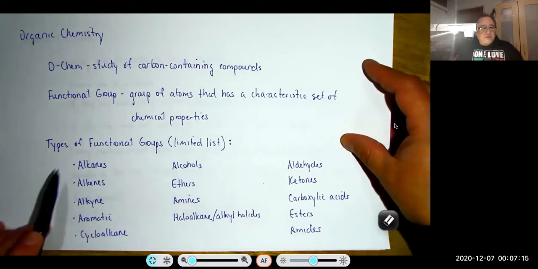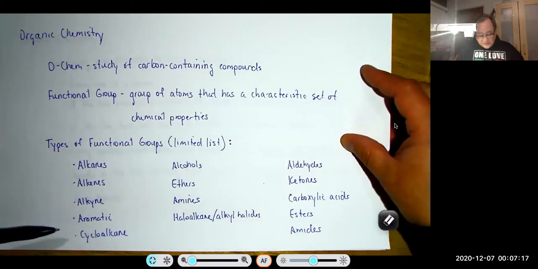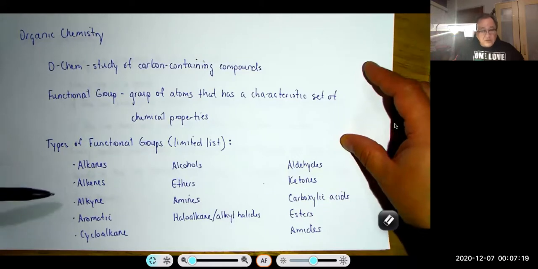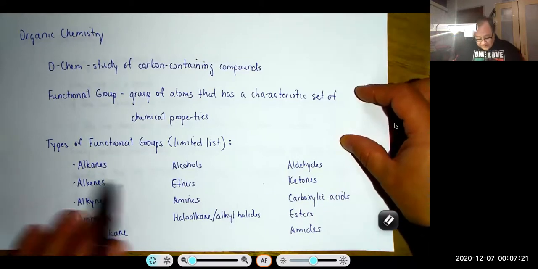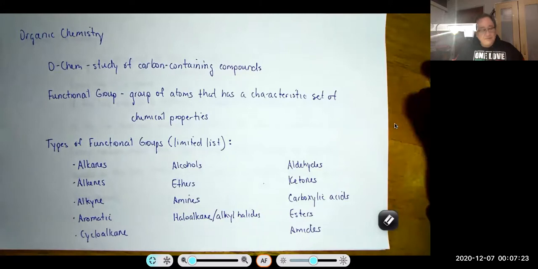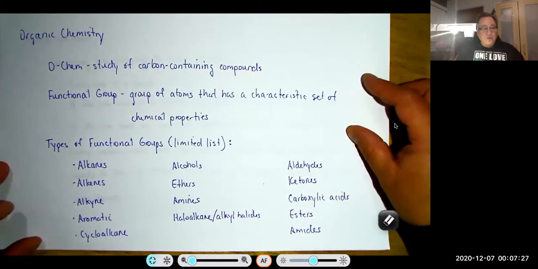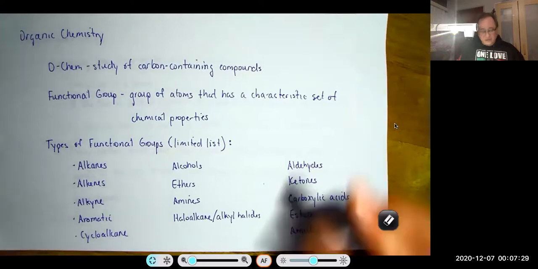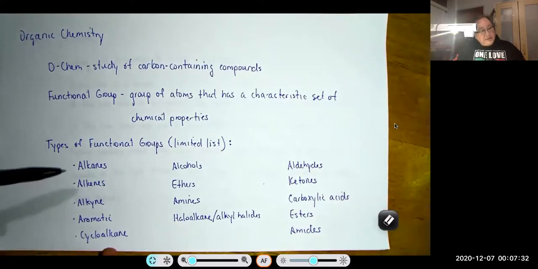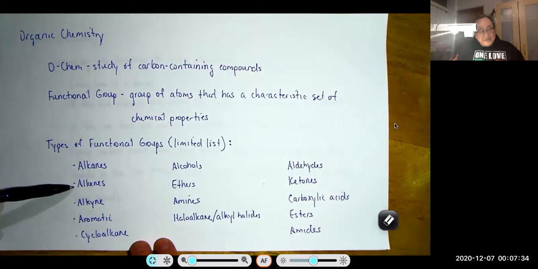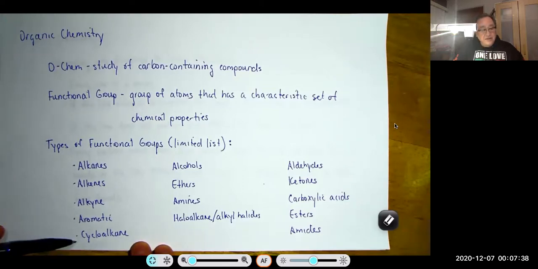Now, the types of functional groups we want to be able to recognize, and this is going to come a little later, but it's a quick introduction, are just these, looks like 14 of them. This is a very limited list. There are quite a few more functional groups, but these are the main ones. There are alkanes, alkenes, alkynes, aromatics, and cycloalkanes. Collectively, these are called hydrocarbons because they have hydrogen and carbon in them.